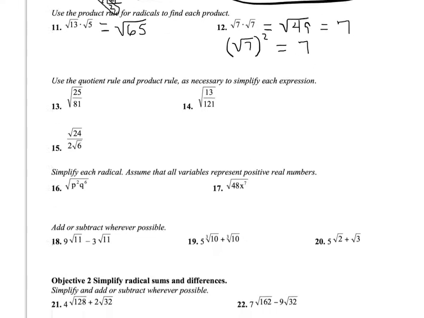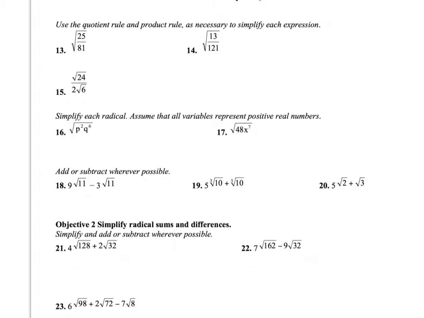Now there's also a quotient rule that goes along with radicals. Depending on the numbers involved, you may find it simpler to think of your radical when it's in fraction form as leaving it as a single fraction underneath one radical. Sometimes it's easier to separate it and take the square root of the numerator over the square root of the denominator. And it really depends on the numbers you're given. If you notice they're perfect squares, you will probably find it easier to separate them.